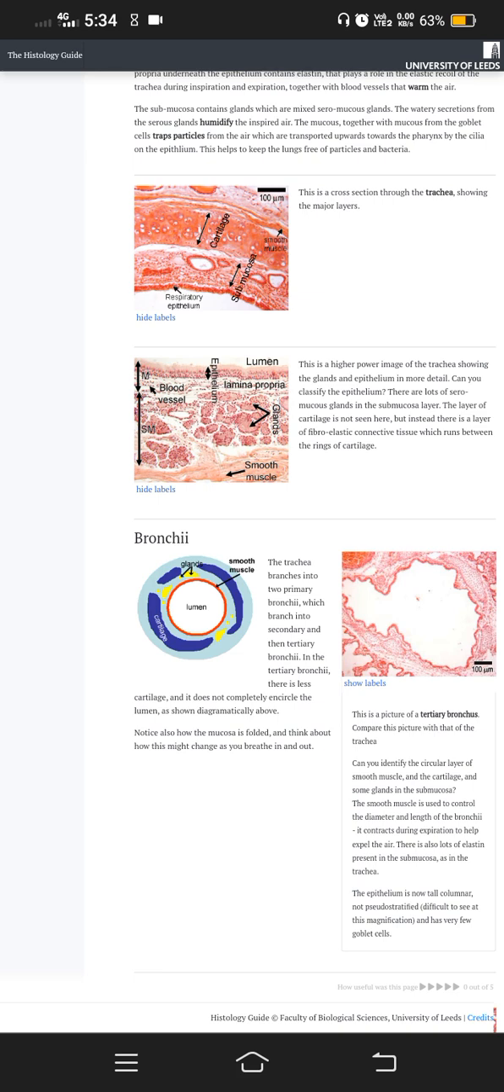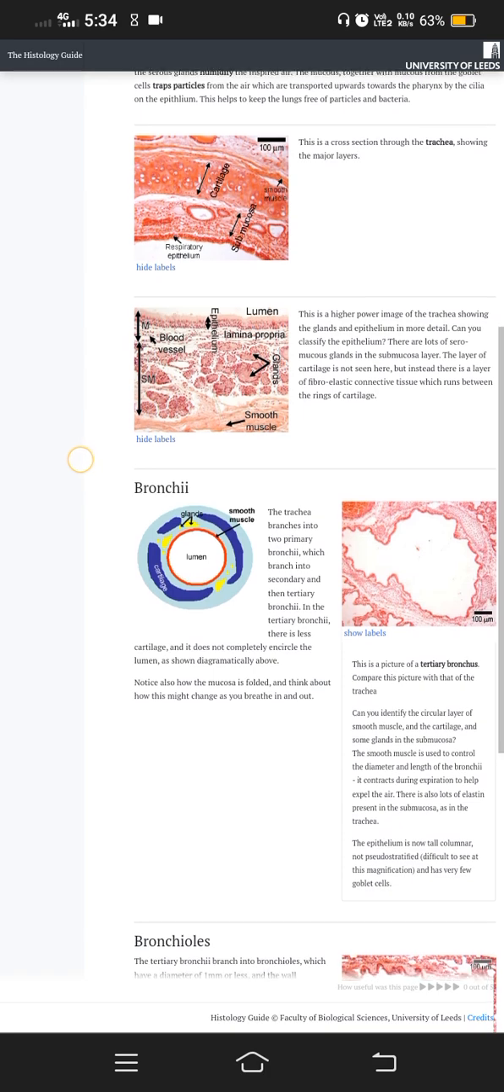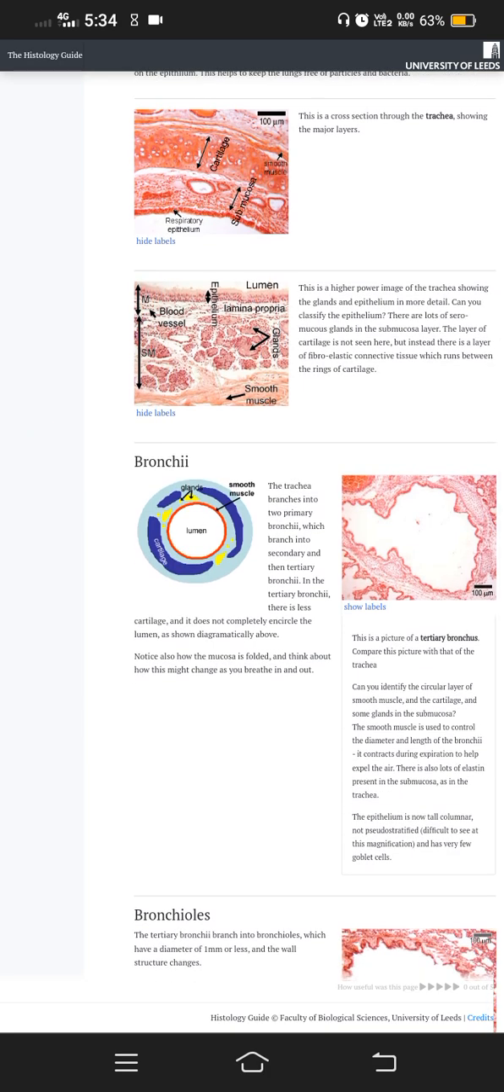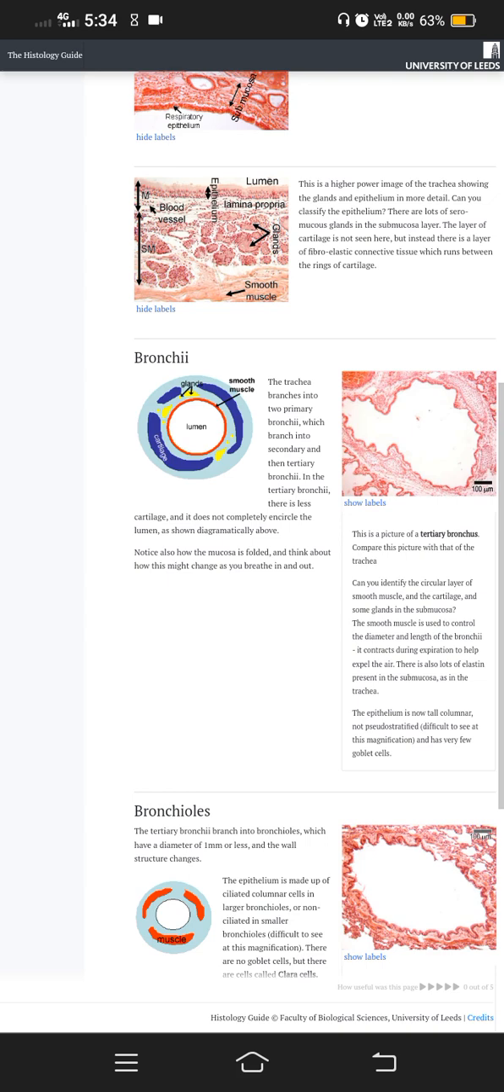Then bronchi. We can see glands and cartilage associated with the lumen region, along with smooth muscle. The trachea branches into two primary bronchi, which branch into secondary and then tertiary bronchi. In the tertiary bronchi, there is less cartilage and it does not completely encircle the lumen, as shown diagrammatically above. Notice also how the mucosa is folded, and think about how this might change as you breathe in and out.